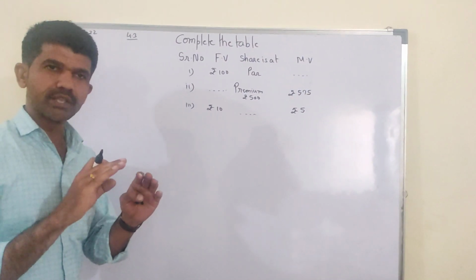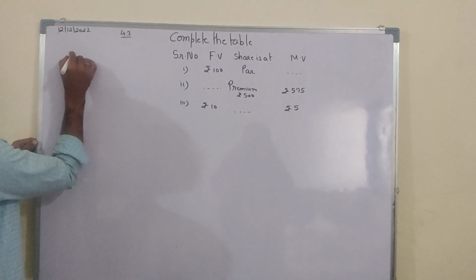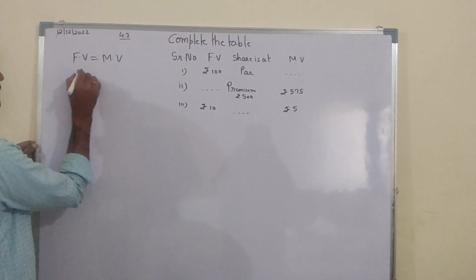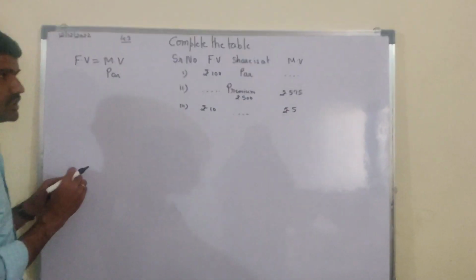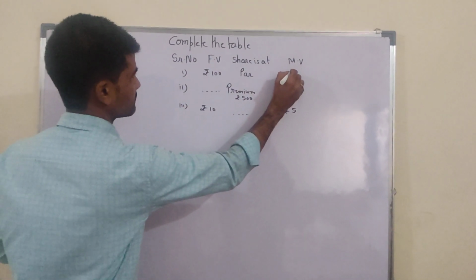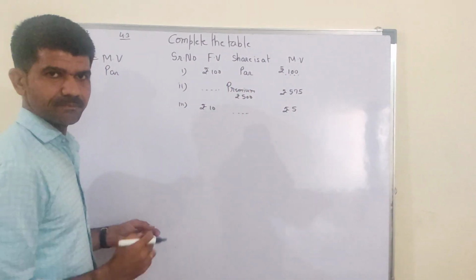Yesterday I told you that when face value is equal to market value, the share is at par. This is the condition, so it's so simple. When face value is 100, the market value will be 100 rupees. Reason: share is at par.